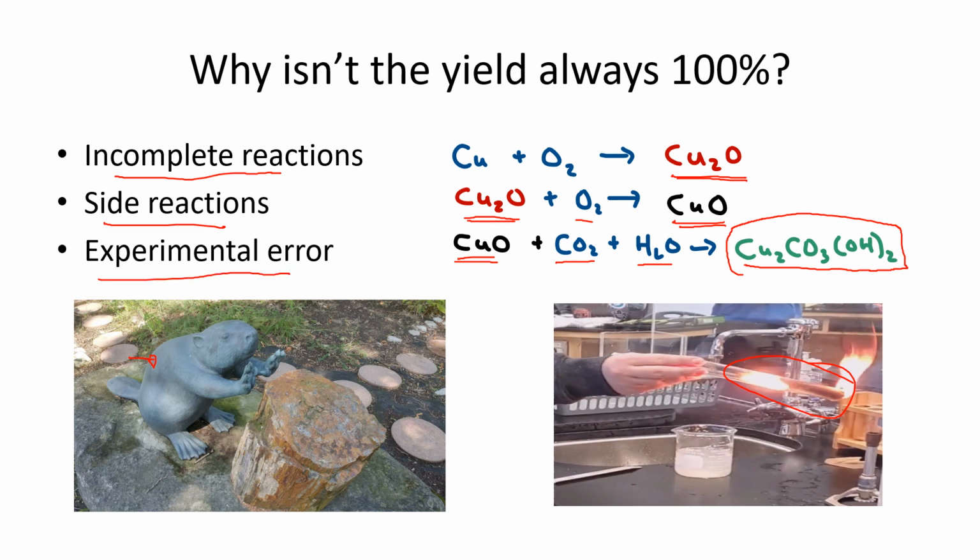The other thing is experimental error. If you're doing something in a lab and you haven't controlled for all of the variables, sometimes there's going to be problems with your lab setup that mean that you won't get 100% yield.